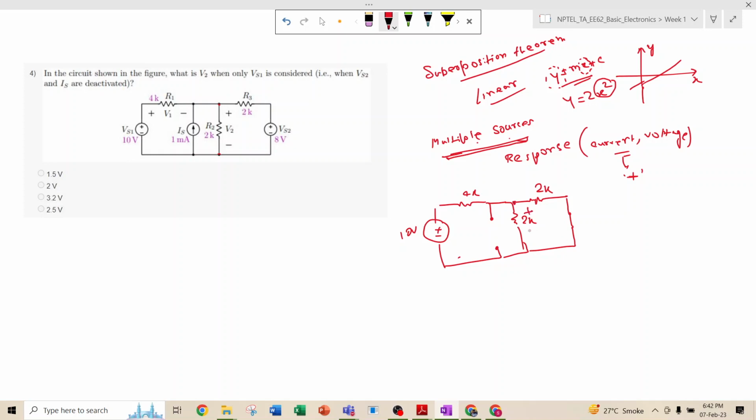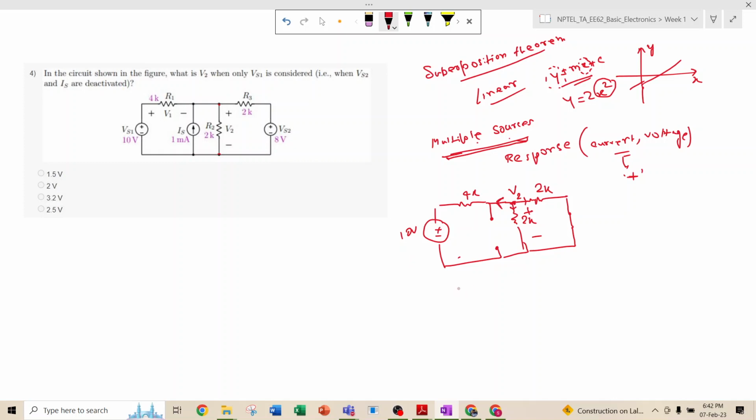So we need to find out the voltage across this, which is V2 across this node. Easily we can use the KCL and we can find it out. According to the KCL, the summation of the current exiting from a node is equal to the current entering into the same node.